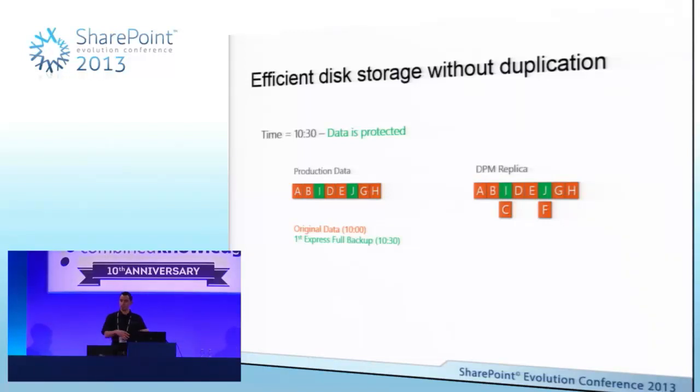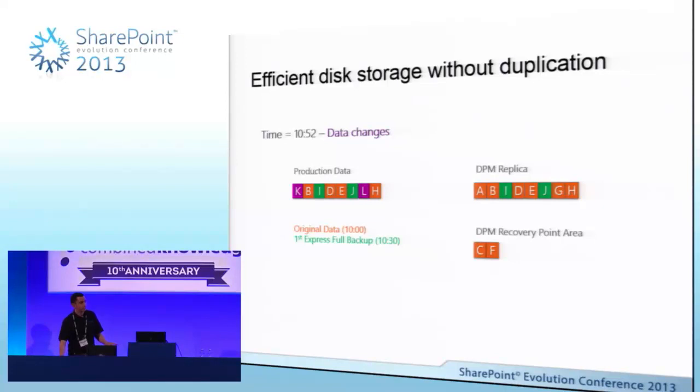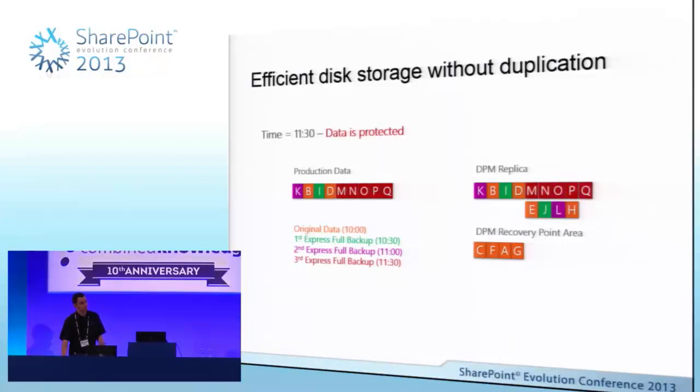Because we need those old blocks, we need to know what they look like if we want to go back to that point in time. So we push them down into the DPM recovery point area, which is a separate volume on the disk, so we can go back to that point in time if we need to. Some more data changes at 10:52, and we push those blocks over to the DPM server the next time we do an express full. They get pushed into the replica, some blocks get displaced, and we continue this over and over during every synchronization window. It might be that our data files expand, we get more data added. Again, we're just pushing those blocks into that replica, displacing the changes into a recovery point area.